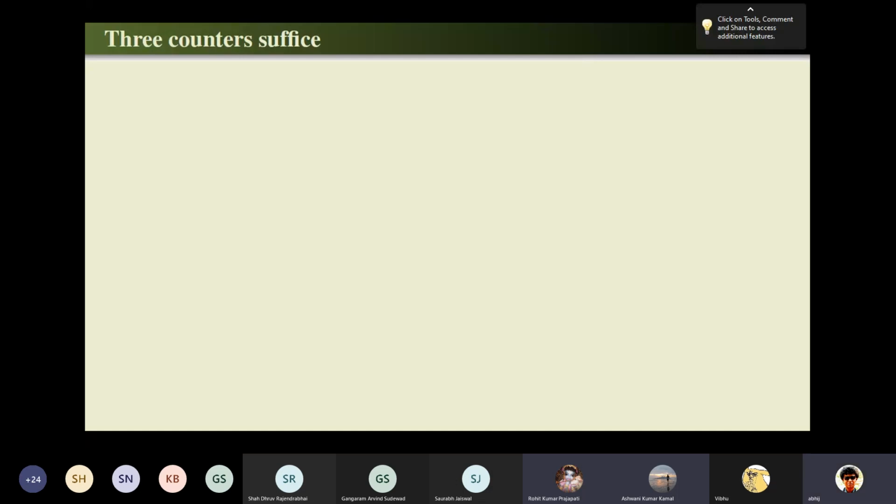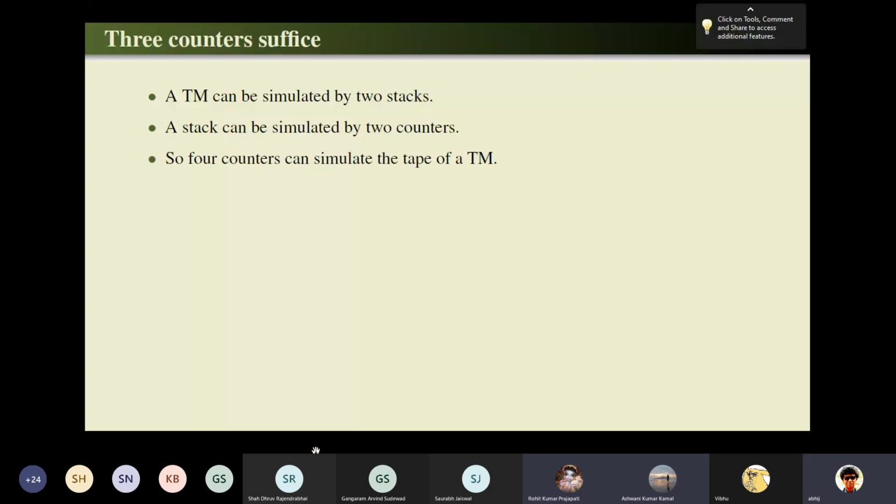The tape of a Turing machine. Okay. So one tape is essentially equivalent to 2 stacks. Okay. And one stack is essentially equivalent to 2 counters. So the Turing machine tape can be represented by 4 counters. 2 plus 2, 4. A stack is equivalent to 2 counters. Tape is equivalent to 2 stacks. So a total of 4 counters is sufficient to store the content of the Turing machine tape.